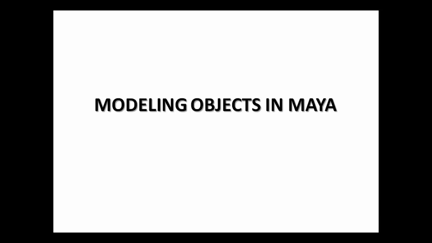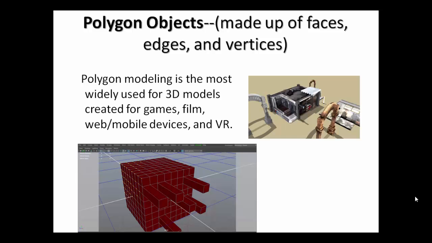So the main modeling objects in Maya, there's primarily three types that we're going to go through in this scene here. As I advance this little slideshow, just to give you an idea, we have the polygon objects, which are definitely the most used throughout the 3D world. Basically made up of faces, edges, and vertices. I'm going to show you some visual examples of this in Maya too, but I'm just going to show you this quick slideshow. They're primarily used for creating models in games, films, web, mobile devices, and VR.